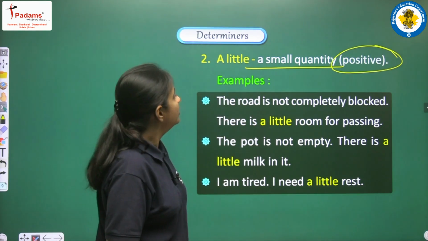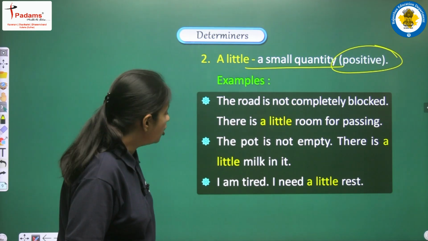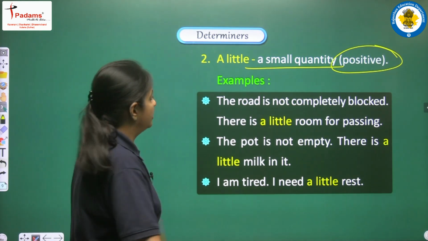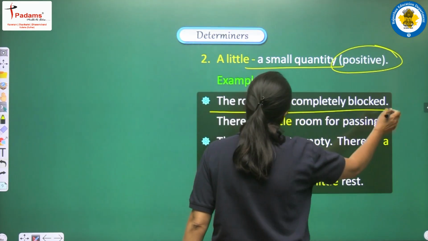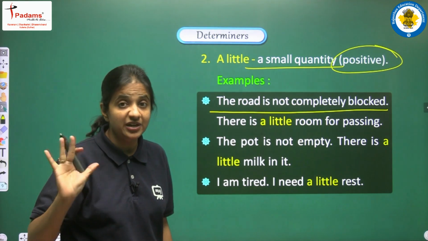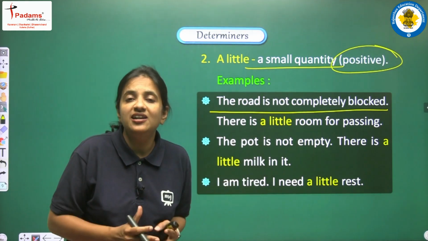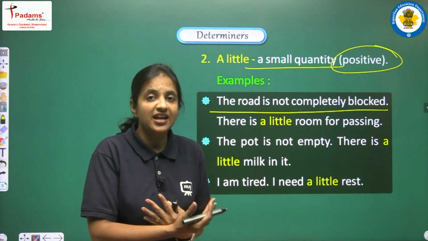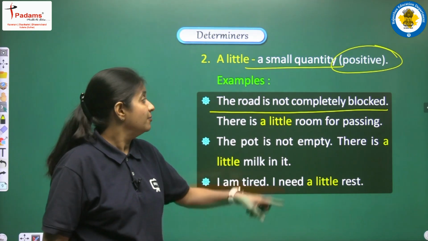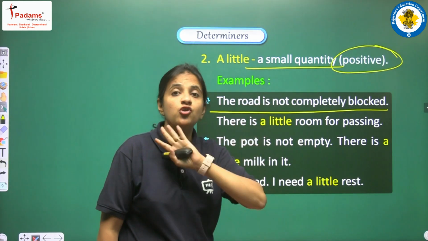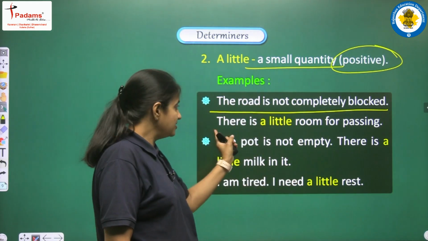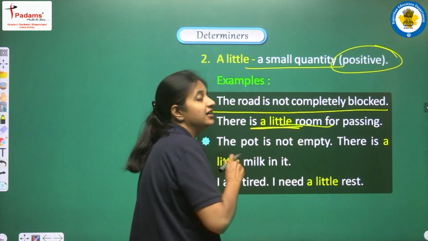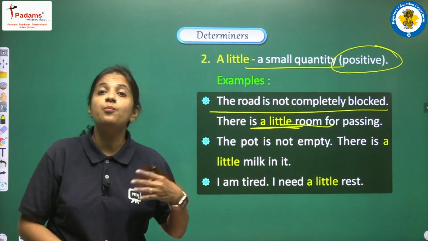So now we are having examples that are related with a little. First example, the road is not completely blocked. There is a little room for passing. So again in the first sentence we are saying that the road is not completely blocked, right? अगर completely block होती तो जाने का रास्ता और we can say pass होने का रास्ता कैसा होता, little, ना के बराबर. But here we are saying that the road is not completely blocked, and this is the reason that there is a little room, or we can say a little space is there to pass.